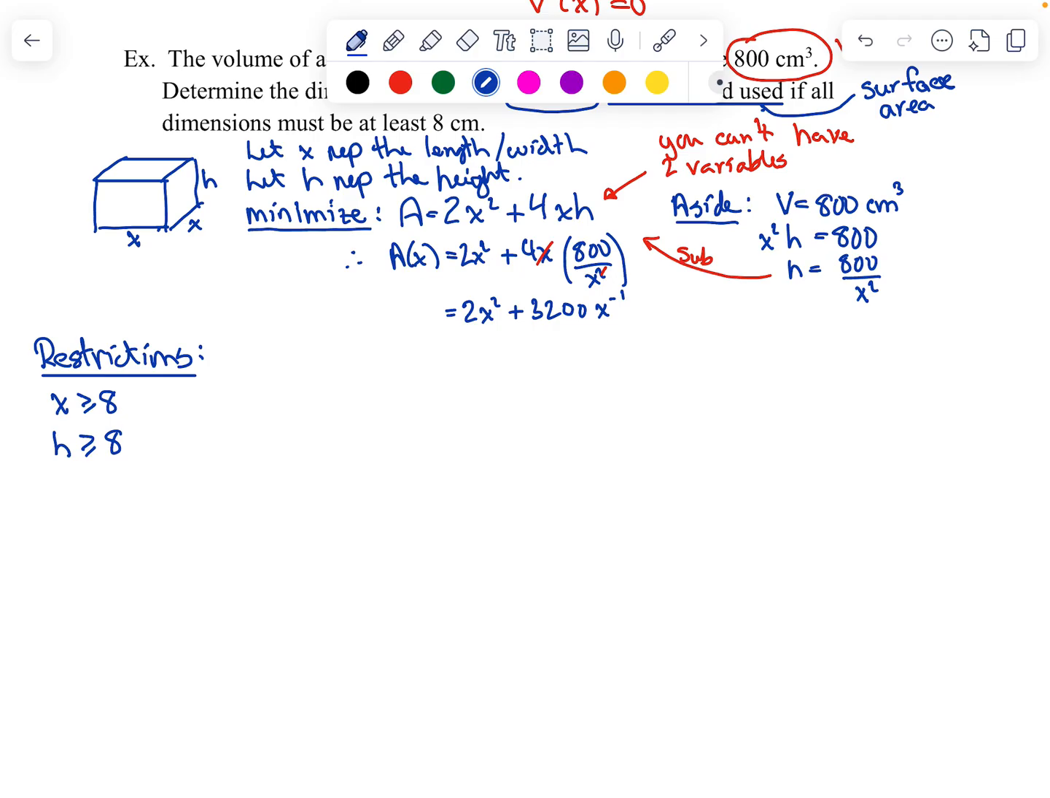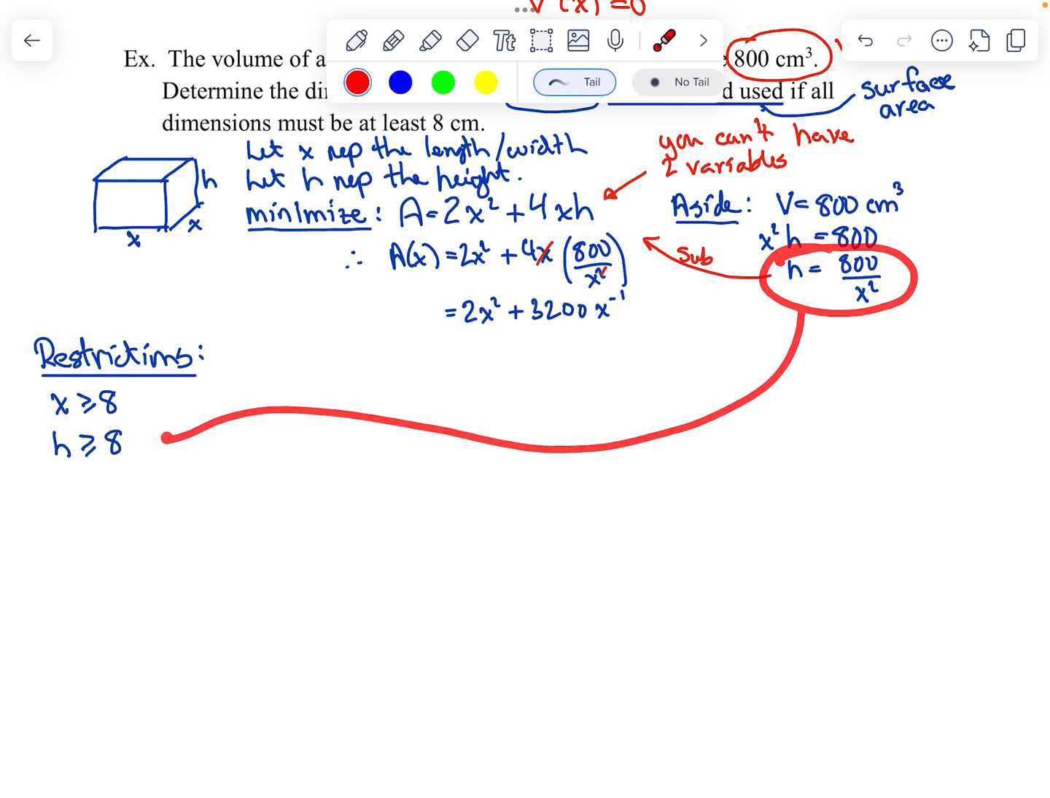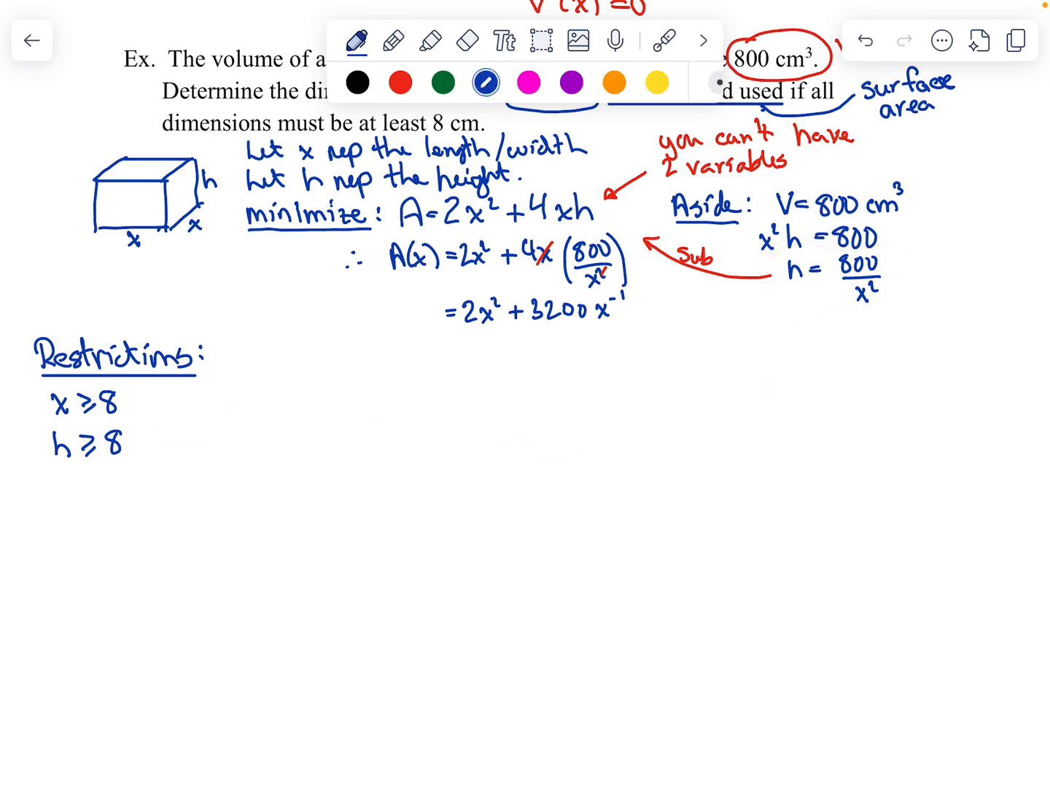However, I don't want restrictions on h. I want restrictions on x because that's the variable that I used for my equation. So now I have to do this substitution over here as well for my restrictions. So if I do that, I will now have 800 over x squared must be greater than or equal to 8.